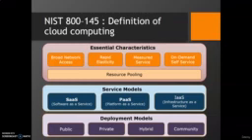So this is what we have as the definition of cloud computing, and this is from NIST 800-145.